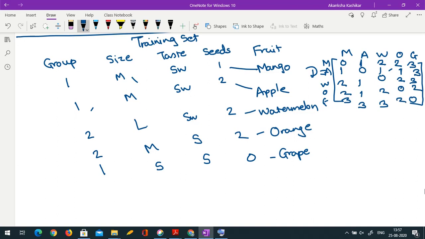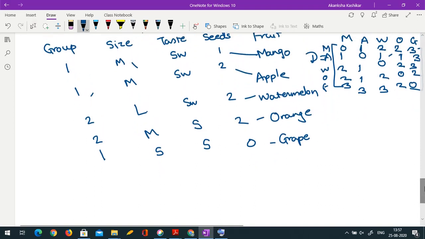Okay, this is my distance matrix. Let me copy this distance matrix so that it is slightly better visible. So mango, apple, watermelon, orange and grape.